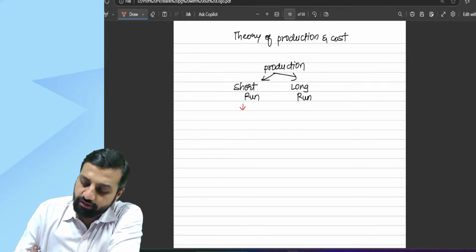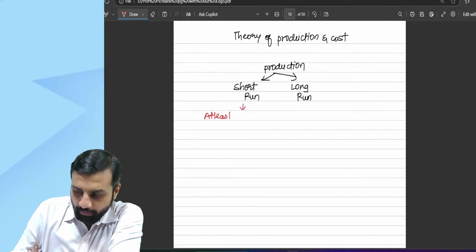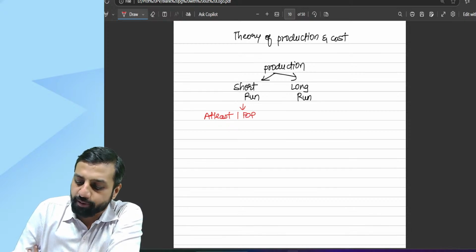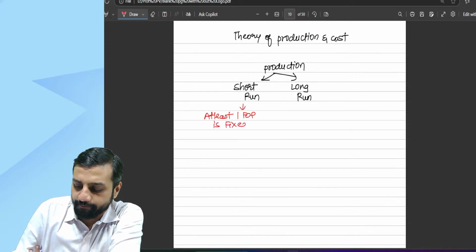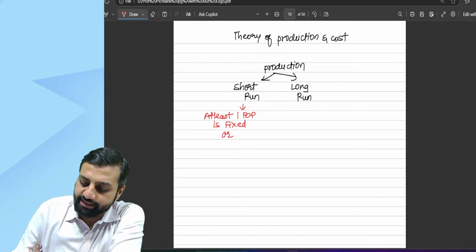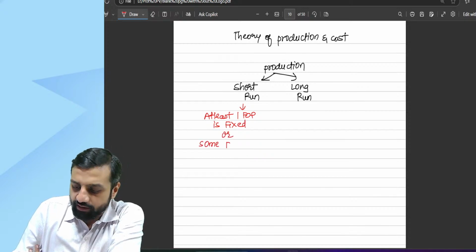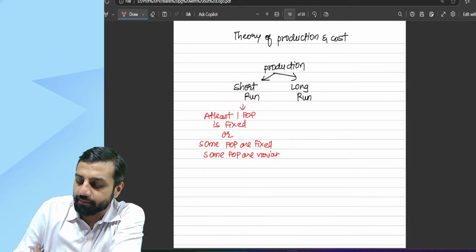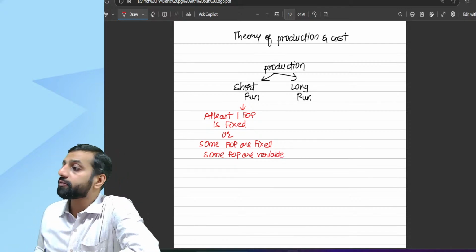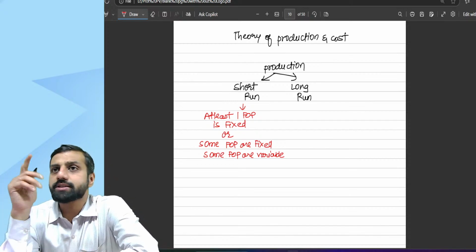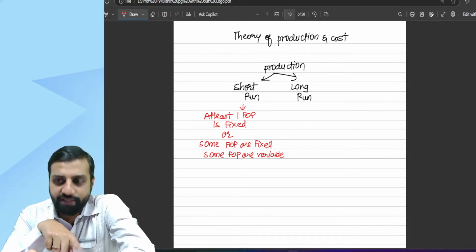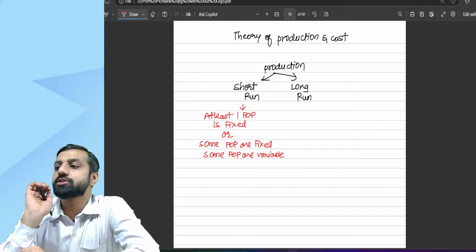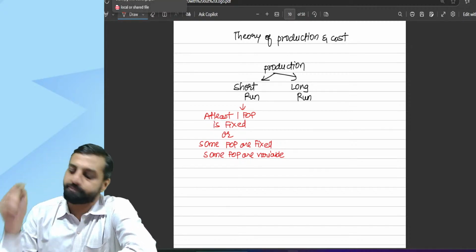So in the short run, we say at least one factor of production is fixed, or we can say some factors of production are fixed and some factors of production are variable. Do you agree with this? So in economics, production is not defined on the basis of time. It is defined on the basis of availability of factors of production.